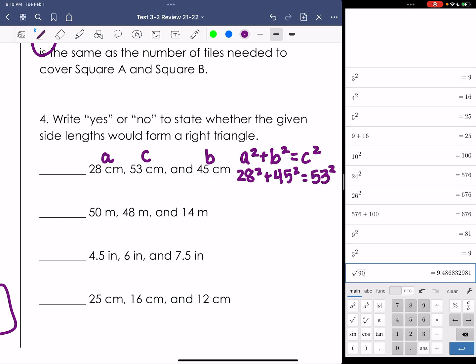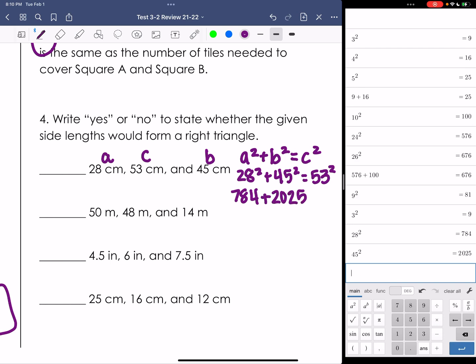So if you did have your TI Inspire, you would be able to plug this in, and it would either return true or false for you. But since I don't have my TI Inspire, and since you most likely don't have it at home if you're watching this video, we're going to go ahead and solve this by hand. So 28 squared is 784. So I'm going to put 784 plus 45 squared is 2025. And then 53 squared is 2,809.